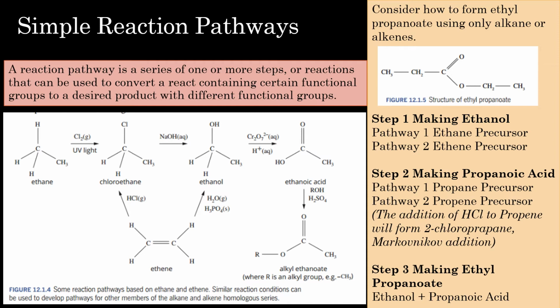So let's have a look at this right hand part now. Consider how to form ethyl propanoate using only an alkane or alkenes. So we've got two different pathways to make ethanol. We want to get ethanol. Remember, that's the ethyl part of the ester. So how do we make the ethanol? This is what we've got to end up at. Do we just go that way or do we go that way?